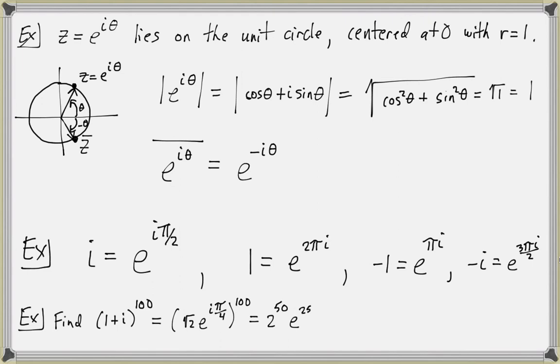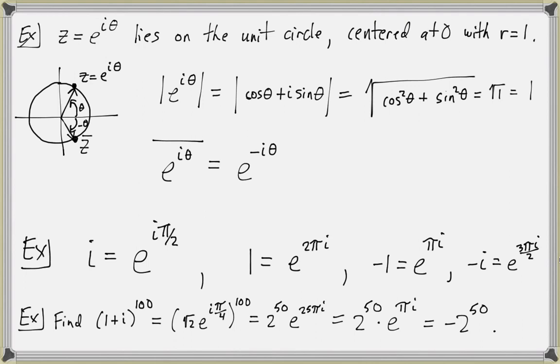25 pi I. 100 divided by 4 is 25. And then from the previous line, we see that e to the 2 pi I is equal to 1. So I can really just cancel factors of e to the 2 pi I until this expression simplifies to 2 to the power 50 times e to the pi I. But e to the pi I is negative 1. So this would simplify to the real number, negative 2 to the power 50.